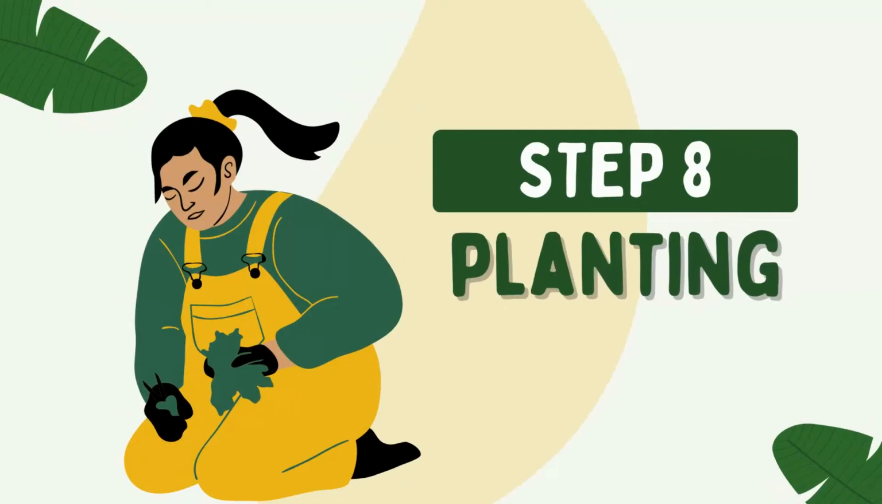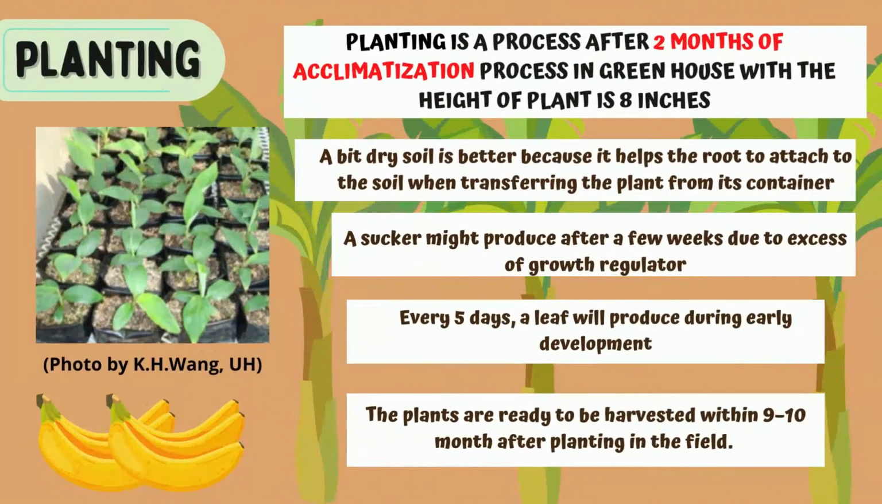The last step is planting. Planting is a process after 2 months of the acclimatization process in the greenhouse, with the height of the plant being 8 inches. A bit dry soil is better because it helps the roots to attach more to the soil when we start transferring the plant from its container.